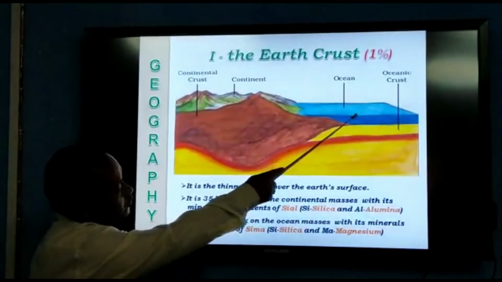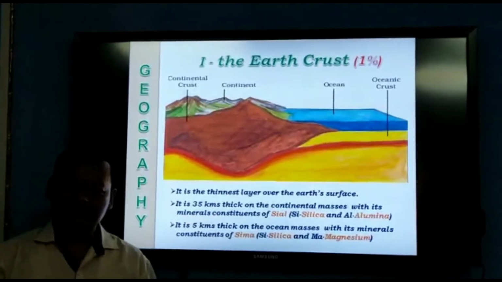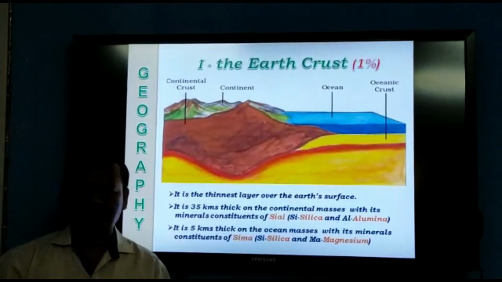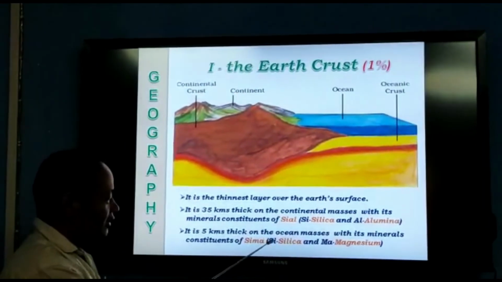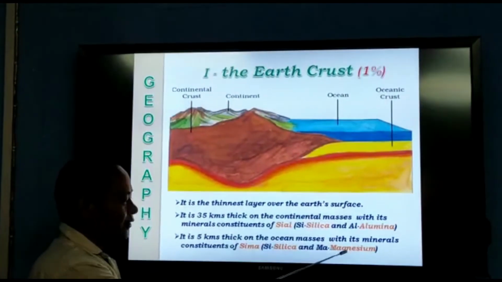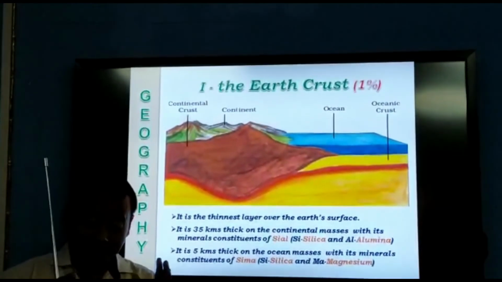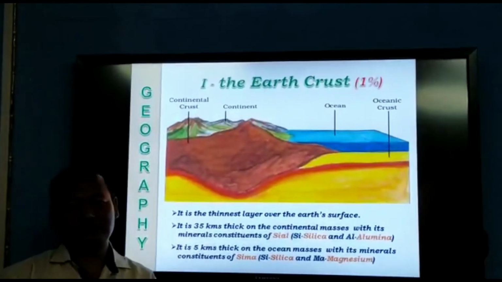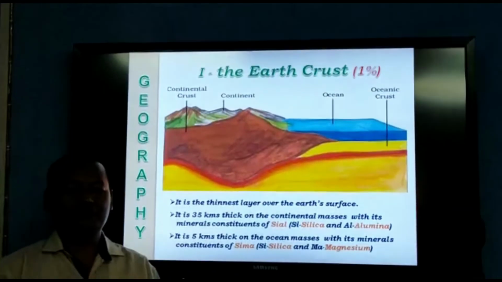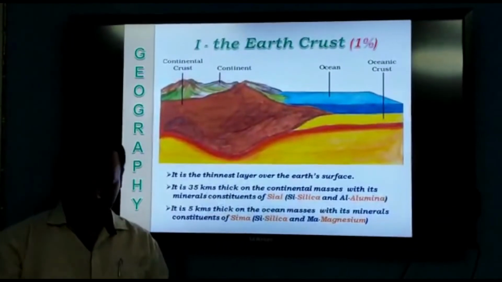Then the oceanic crust is 5 kilometers thick, and it has two constituent minerals. It is known as sima. Here Si is for silica and Ma for magnesium. So see, my students, in the earth's crust, the oceanic crust is made up of sima and the continental crust is made up of sial, that is silica and alumina. Okay, now let us go to the next.